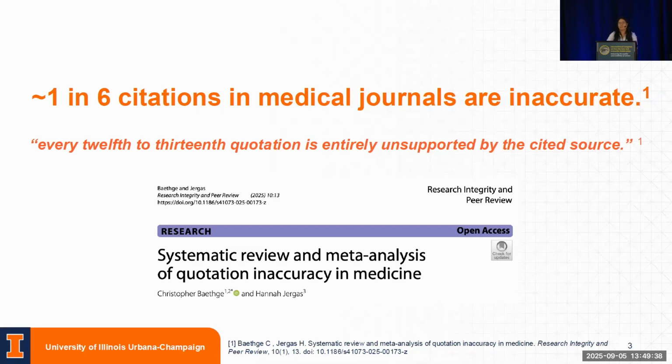So how big is this problem? Well, a recent paper, and I just met the author of this paper today, actually, says that 1 in 6 citations in medical journals are inaccurate. And about every 12th to 13th quotation is entirely unsupported. So that makes it even worse. Half of these inaccurate citations are major errors. They're not supported by the reference publication.